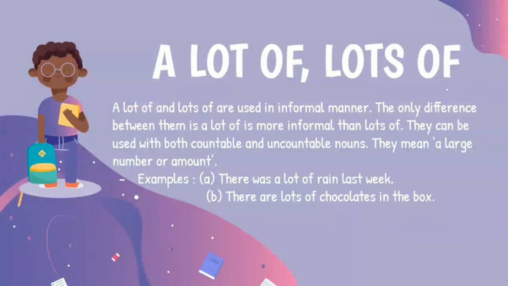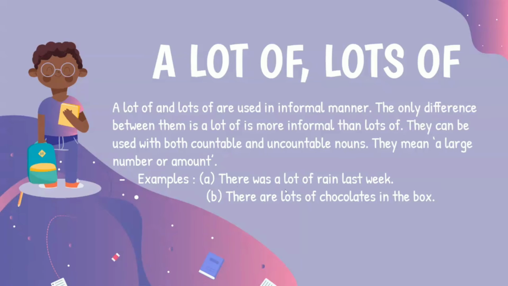Moving forward, a lot of and lots of. A lot of and lots of are used in an informal manner. The only difference between them is that a lot of is more informal than lots of. They are used with both countable and uncountable nouns, and both follow the same rules, but they are informal, and a lot of is much more informal than lots of.